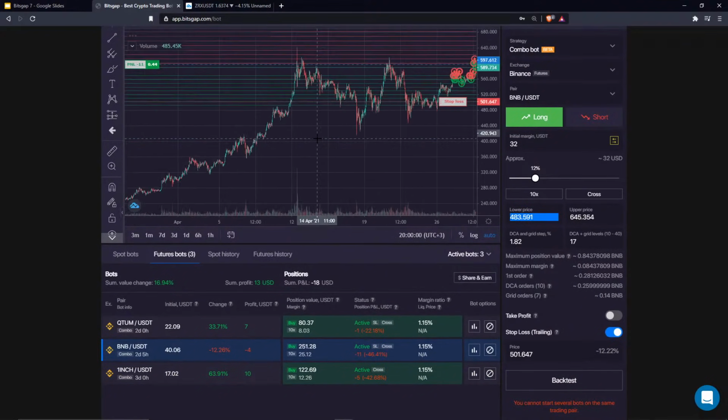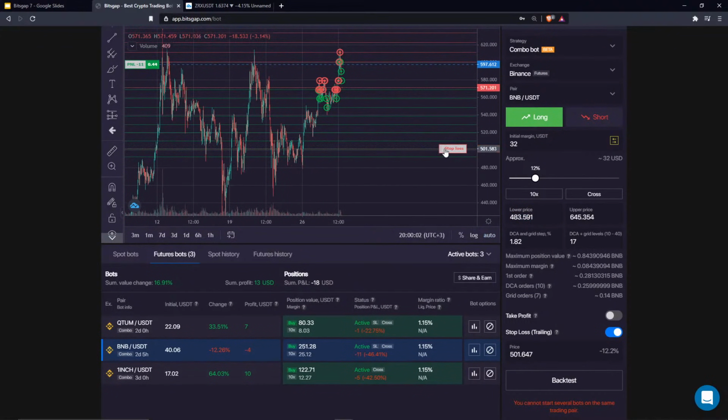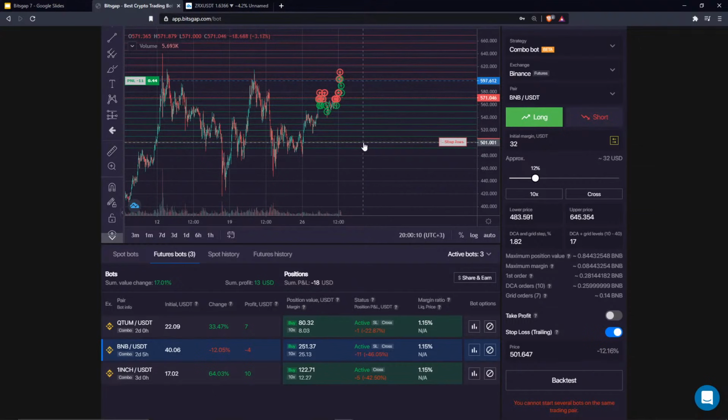But since I have a stop loss, which is, you see, even higher than the last DCA that I have here, that means that my risk exposure here, I mean, the maximum loss I can incur, is not 80, but maybe around 65 or something like that, because my stop loss is higher. So that's the thing about the Combobot.